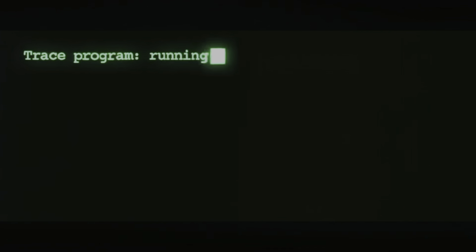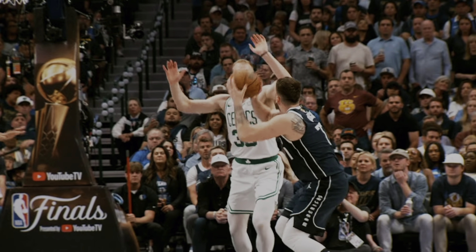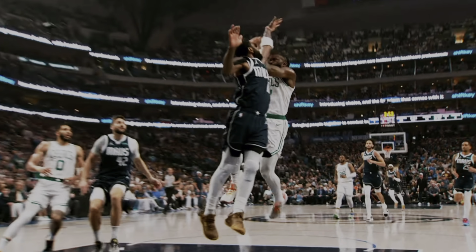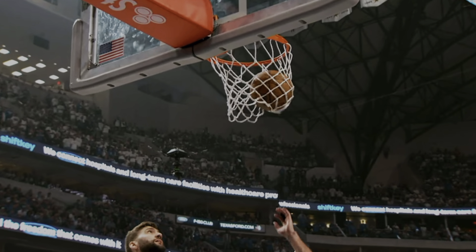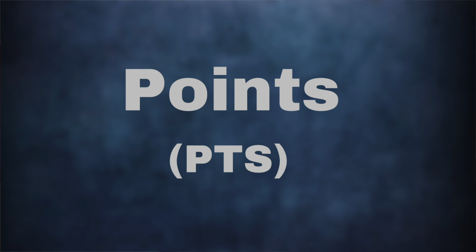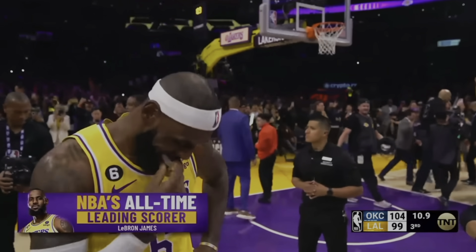Okay, the numbers. I know I said I'll explain all the stats, but I'll be honest, there's a few that I just don't need to break down for you. If you know the normal counting stats, then you can skip to the advanced stats. But for those of you that don't know, in order to find out basic scoring, you use points. Points needs no further explanation. LeBron leads this stat all time.